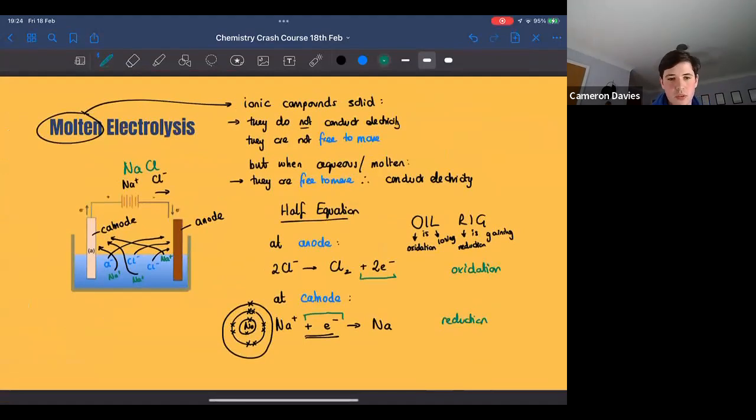So that's everything to do with molten electrolysis. If you want to quickly take a screenshot of that, then you can.